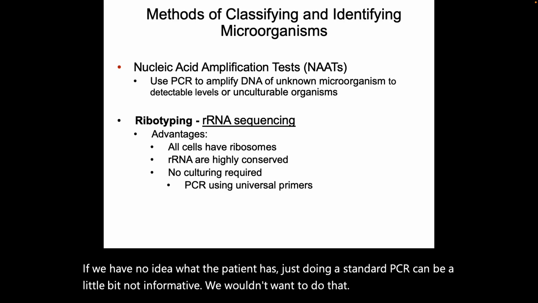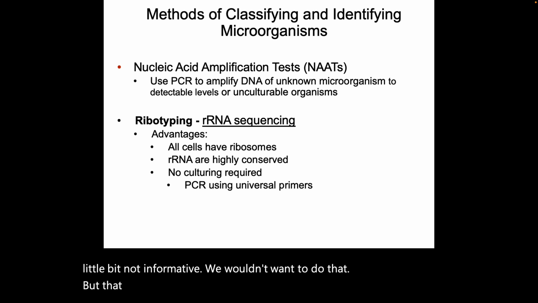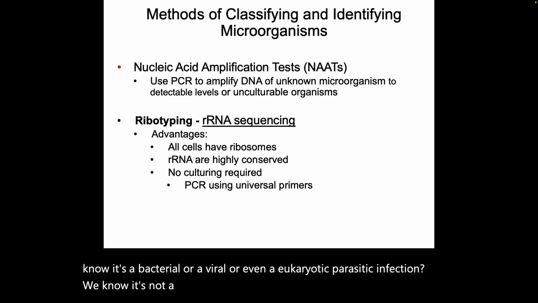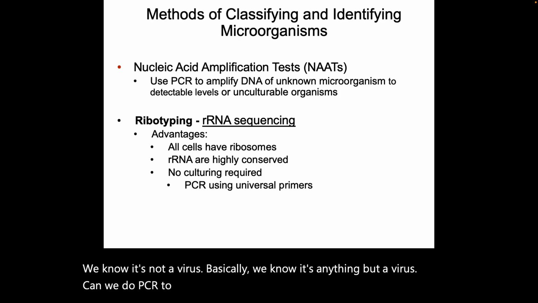But that leads us to, what if we don't know what the patient has, but we know it's a bacterial or a viral or even a eukaryotic parasitic infection? We know it's not a virus, basically. We know it's anything but a virus. Can we do PCR to figure out what it is? And the answer is yes, in combination with sequencing.